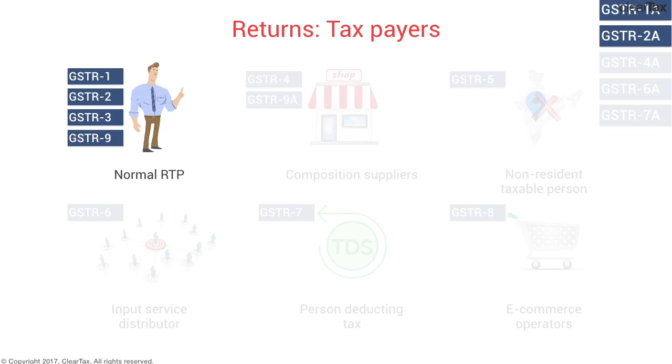With that, we've checked out the first two forms, 1 and 2 relating to normal registered taxpayer. We have two more to go, 3 and 9. We'll go into those in the next video.